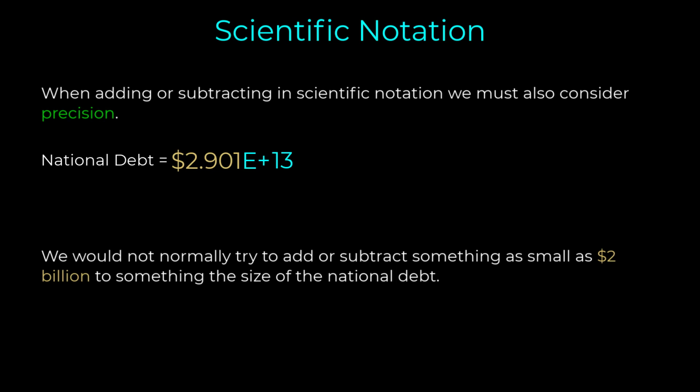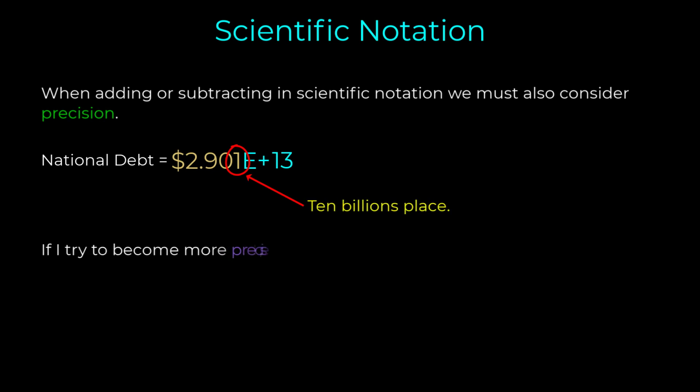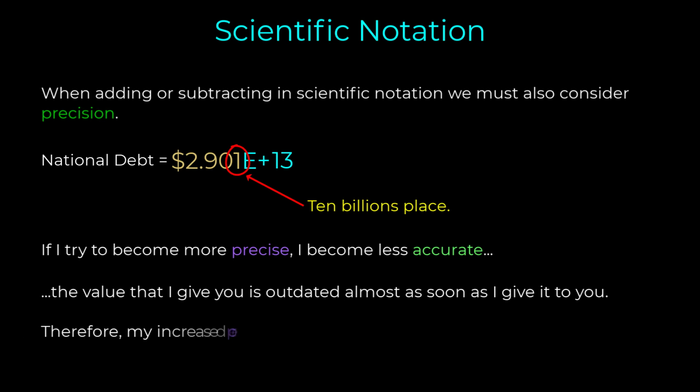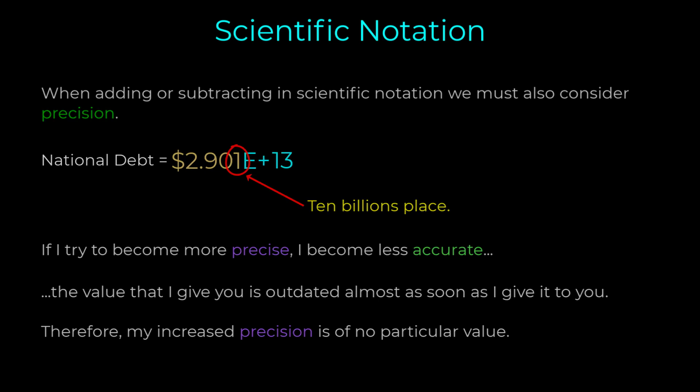The national debt, as I've expressed it here, is to the nearest $10 billion. If I try to be more precise, I become less accurate. That is, the value that I give you is outdated almost as soon as I give it to you. Therefore, my increased precision is of no particular value to either of us. It is a waste of effort, at best.